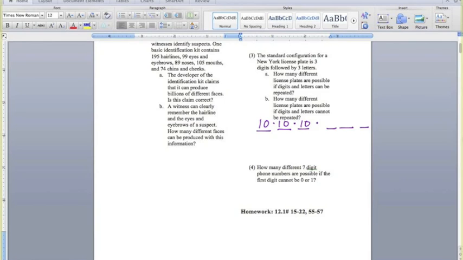How many different letters are there? 26. 26 letters in our alphabet. And since we can repeat, I could use the same one over and over. What would we do if we weren't allowed to repeat? We'll do that in part B.